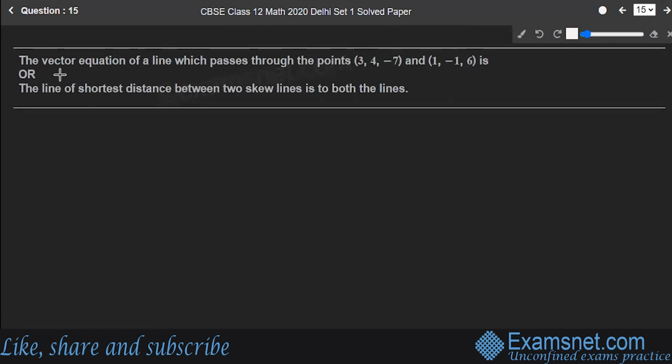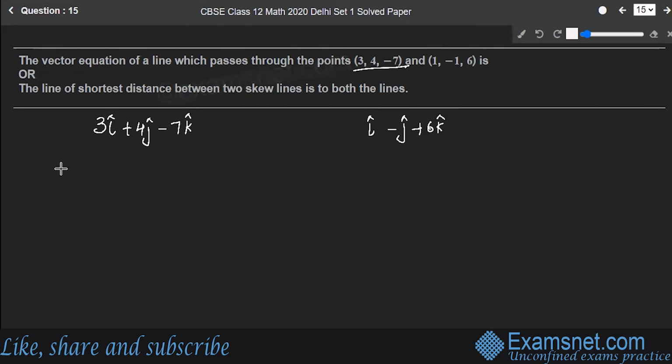Again, you have a choice. The vector equation of the line which passes through these points is given by. Fine. So these are the direction ratios which are given to you. Let's write them in the vector form. The vector for this one will be given by 3i + 4j − 7k. And for this one, it will be given by i − j + 6k.